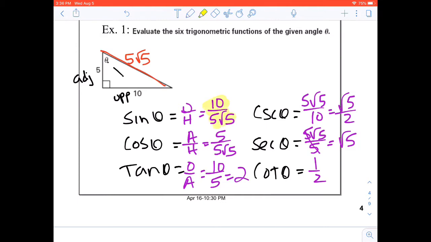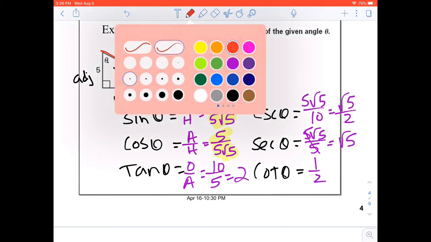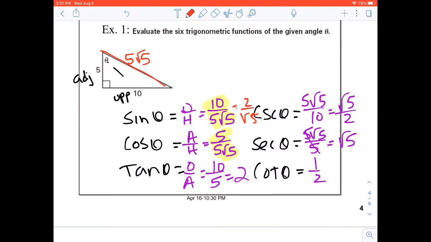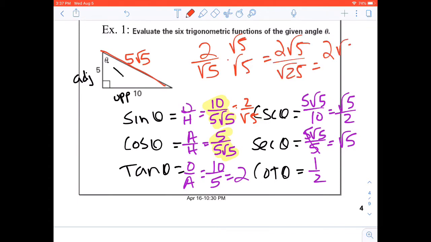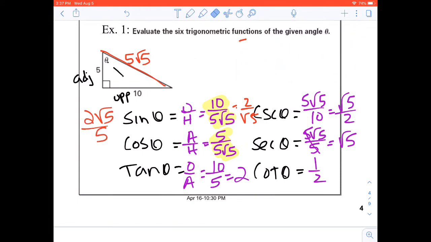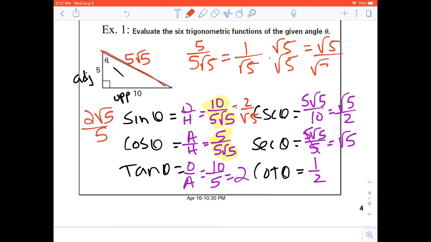Now, we do need to simplify 10 over 5 root 5 and 5 over 5 root 5. So in those cases, this becomes 2 over root 5, and 2 root 5 over 5 when I rationalize. And now let's do cosine. Cosine is 5 over 5 root 5, which simplifies to 1 over root 5. And I get root 5 over root 25, which is root 5 over 5. So that's my answer to problem 1.